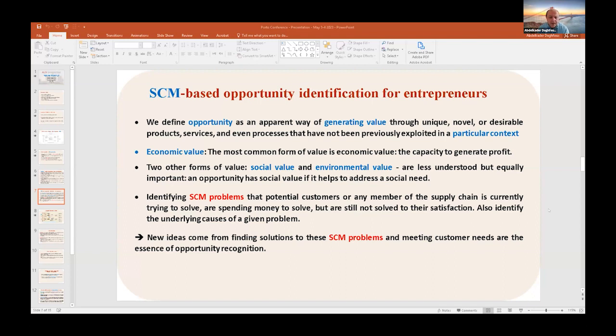So identifying supply chain management problems that potential customers or any member of the supply chain is currently trying to solve is where the focus is here. What we're trying to do is look at an entire supply chain and identify problems in the supply chain that will be the source of ideas and solutions. And solving this problem is where the opportunity recognition lies.